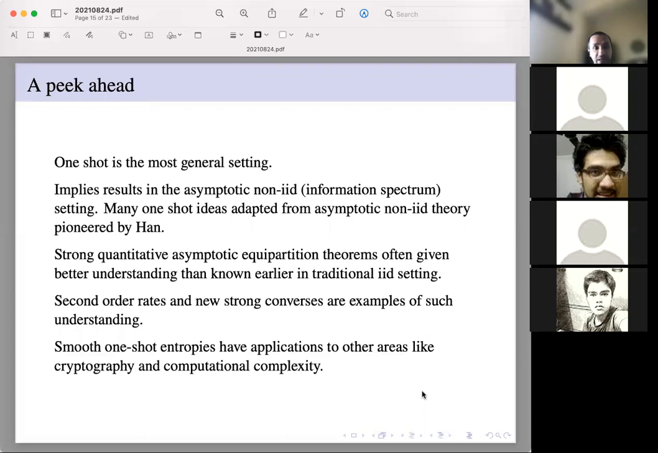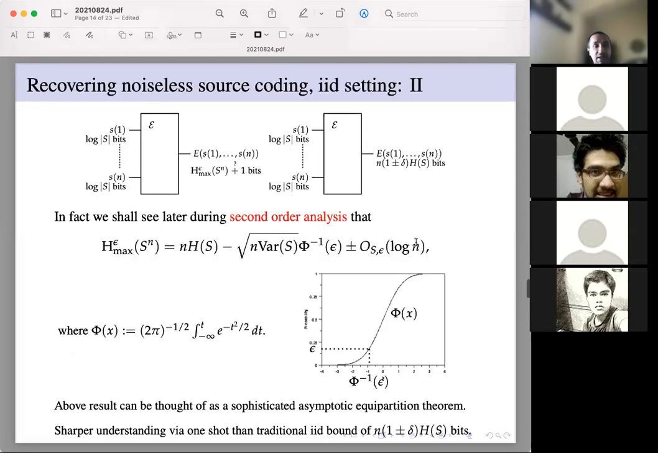Nevertheless, the non-IID theory is still asymptotic. So you'll see expressions everywhere where you divide by n and take limits. But in one-shot, we're not going to do that. We're not going to divide by n, and we are not going to take limits. We are going to use explicit expressions like this, if required, for the IID analysis. We'll keep track of every epsilon, every delta, and we'll be as precise as we can.